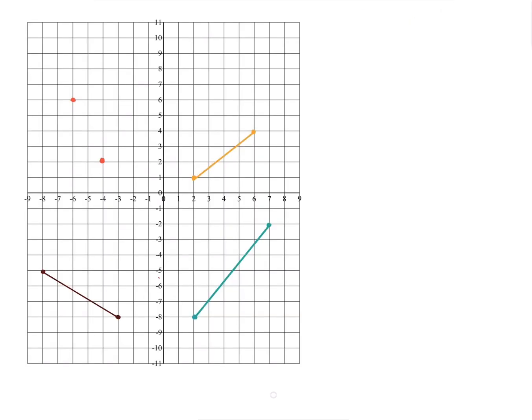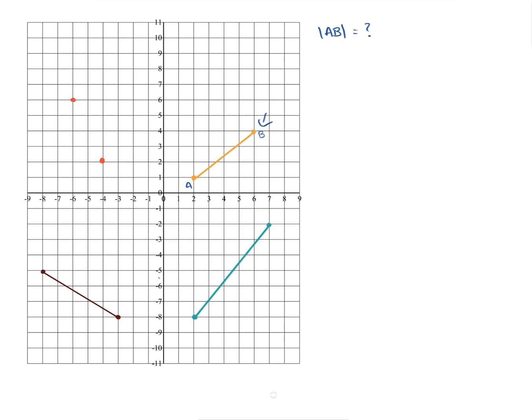But what happens if the lines are not perfectly straight across? So what happens if they're not perfectly horizontal? What happens if they're at an angle, like these lines? So if we look here at this yellow line, how am I supposed to find the length of this line, or the distance between these 2 points? Let's just call this point A and this point B.